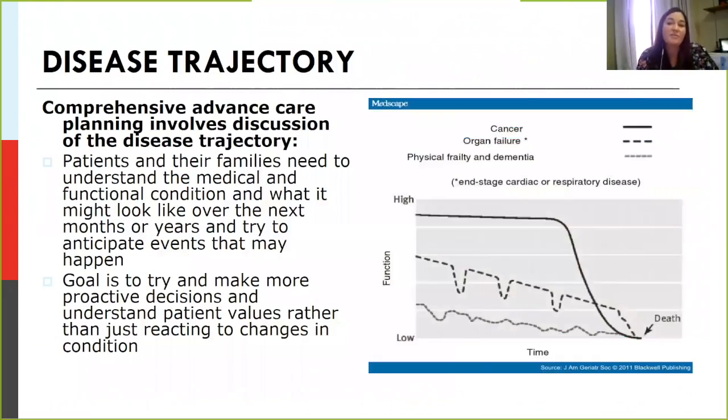Comprehensive advanced care planning also involves discussion of the disease trajectory, which again, we know is difficult across a number of chronic illness processes. But it's really important to think about and to talk about what patients can expect with their disease process. And that should be part of the conversation in our advanced care planning with them. And the goal is to try to make more proactive decisions and to really understand patient values rather than just reacting to changes in condition, which is, I think, unfortunately, how a lot of decisions are made based on timing, because these kinds of conversations can take a lot of time.